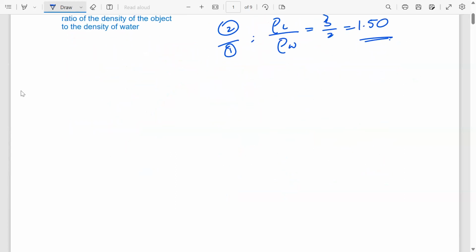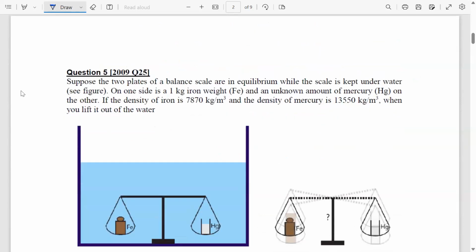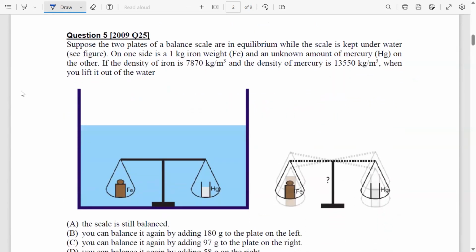Okay, next question. Suppose two plates of a balance scale are in equilibrium while the scale is kept under water. Okay, so now here they are in equilibrium. It's 1 kg of iron and unknown mercury. The density of iron is given. Mercury's density is given, but the volume is not given.